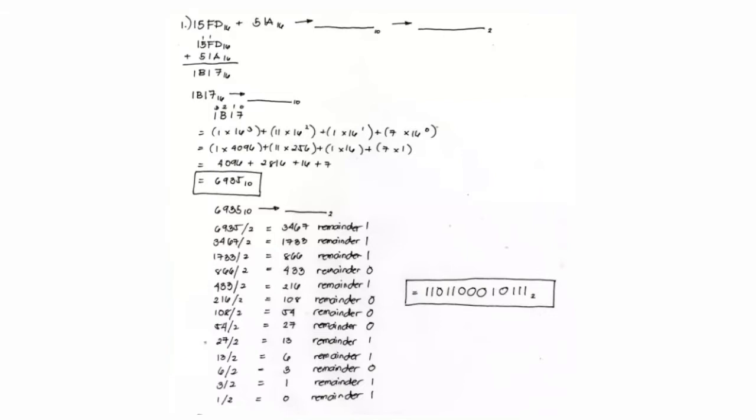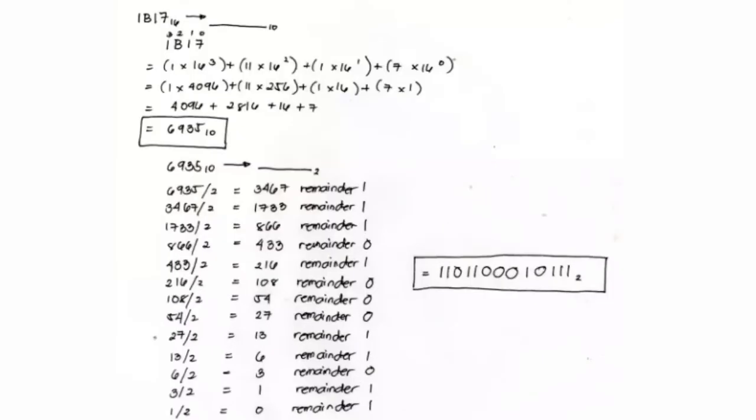Next ay 1 plus 5 plus 5 equals 11. So kung ang 11 ay equivalent to B, we will have the B. At last, we will bring down the 1 to get the answer. The answer is 1B17 in base 16.